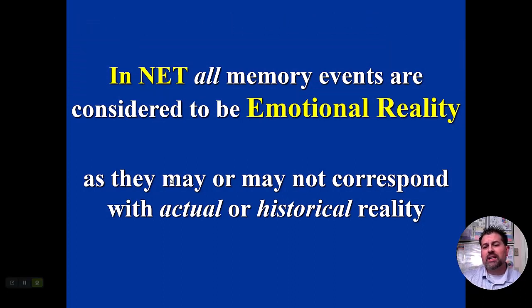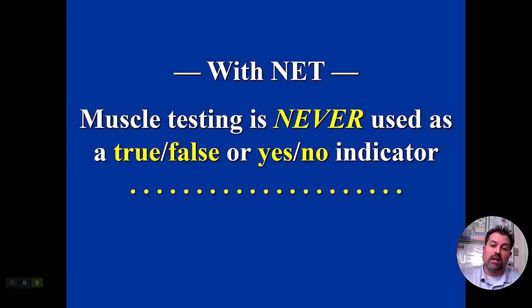So in NET, all memory events are considered to be an emotional reality. So that may or may not necessarily correlate with actual historical reality. That's an important piece to understand. I'm going to say it one more time. Emotional reality may or may not necessarily be actual historical reality. So we're not dealing with actual historical reality. We're dealing with the emotional reality, which is where all the trauma is stored anyways.